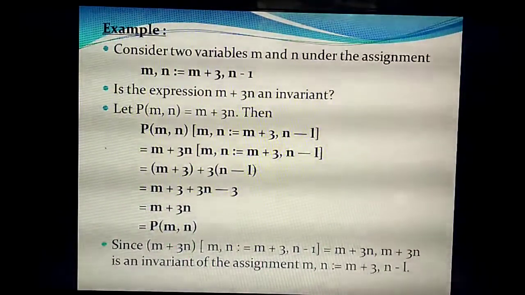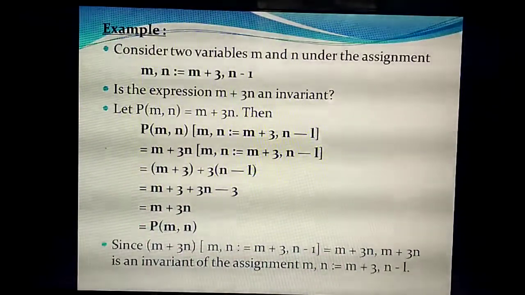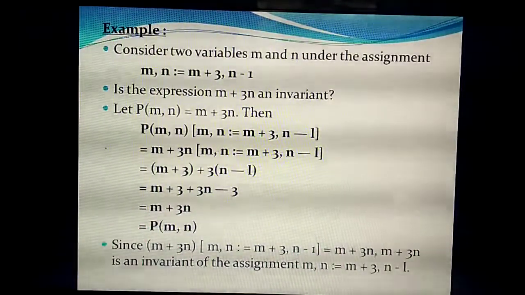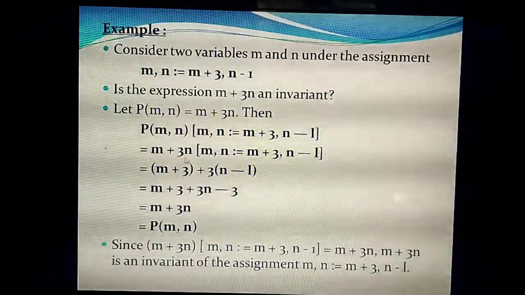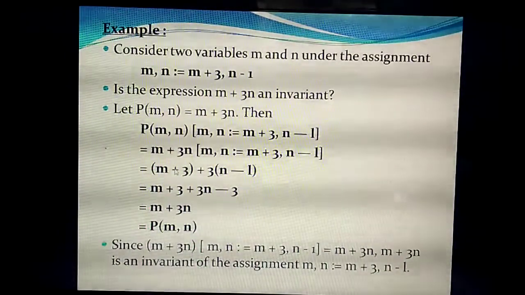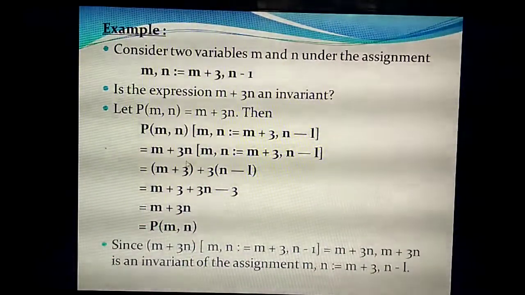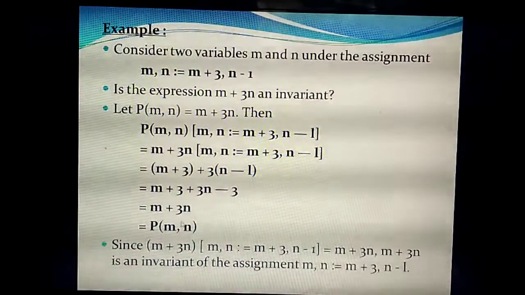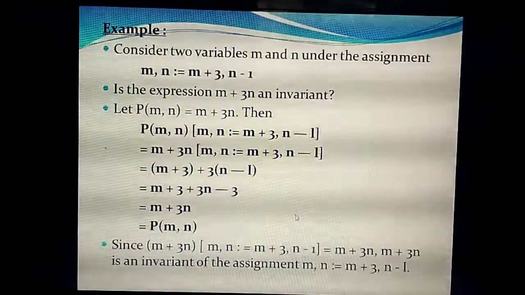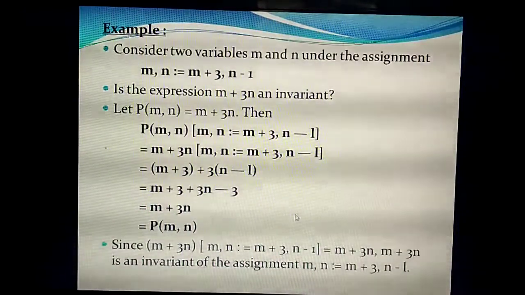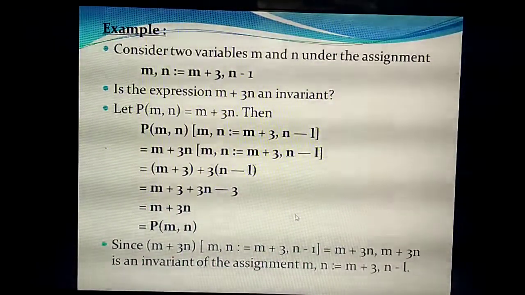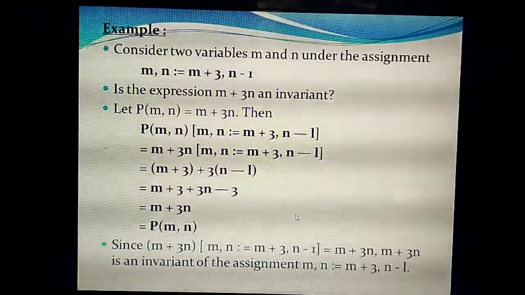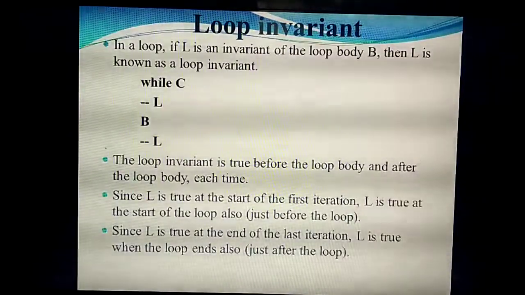So first you need to write the given values like this: p of m comma n, then the given values. In the place of p of m comma n, you should substitute m plus 3n, then substitute the values of m and n. What's the value of m here? M plus 3, then plus 3 into, what's the value of n here? N minus 1. Then remove the bracket and multiply. The plus 3 and minus 3 get cancelled. The answer you will get is m plus 3n. Understand? Now we can say this problem is an invariant. Likewise they will ask their own problems also. Likewise you need to make some assignments and bring the answer. Understand?